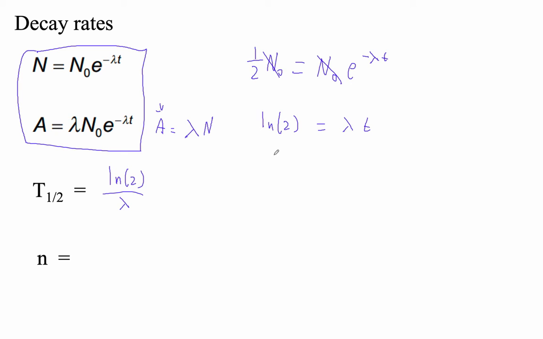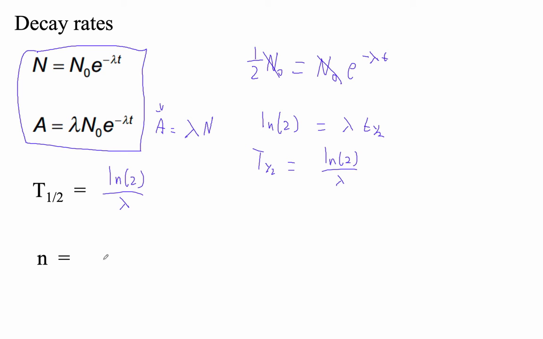So this is our half-life. Our half-life is the natural log of 2 over that decay probability. And obviously the bigger the decay probability is, the smaller your half-life is.